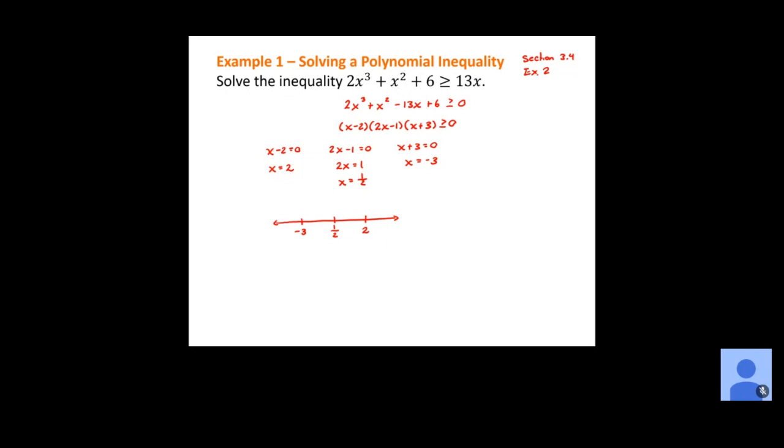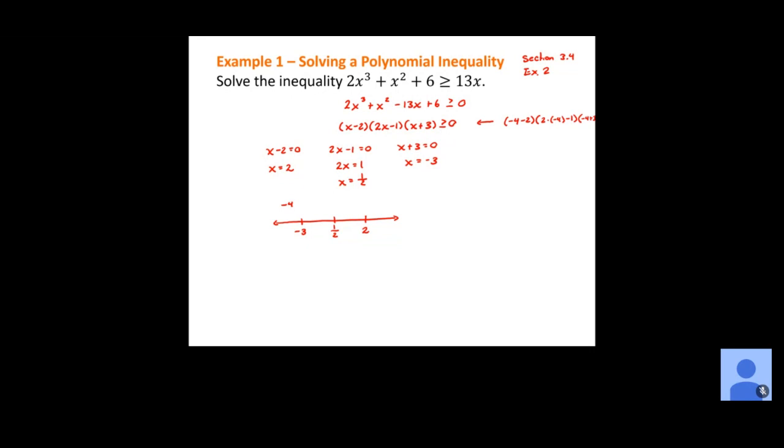Now I'm going to choose a value in each of my intervals to figure out where this thing is positive and negative. What's a value that I could use in that first interval that's less than negative 3? Negative 4 works, okay? Anything less than negative 3 is okay there. I'm going to substitute that into my factored form, so I'm going to come back up here to see if this thing is positive or negative. I'm going to do negative 4 minus 2, 2 times negative 4 minus 1, and then negative 4 plus 3.